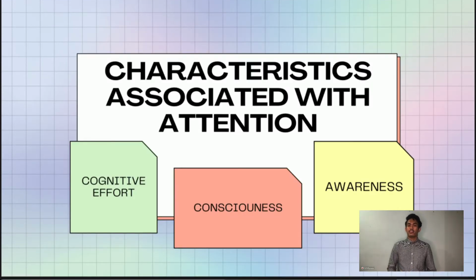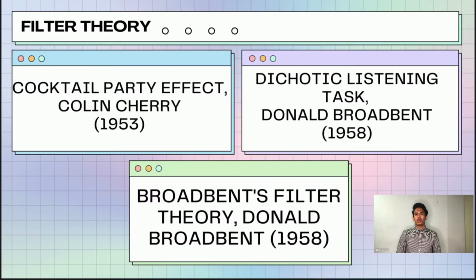There are 3 characteristics associated with attention, which are cognitive effort, consciousness, and awareness. For this topic, there are some theories that we can relate to attention. For example, filter theory. This theory consists of the cocktail party effect by Colin Cherry 1953, then the dichotic listening task by Donald Broadbent 1958, and Broadbent's filter theory also by Donald Broadbent 1958.